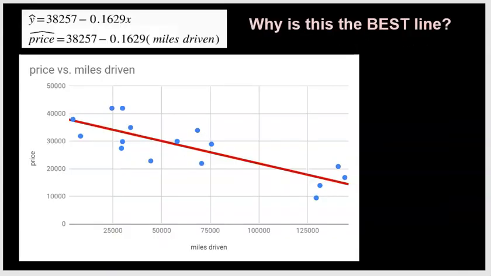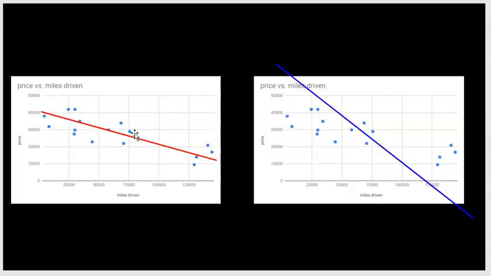We're going to use this same example a lot in this video to explain these new concepts. First, here is the line that I gave you in previous videos. This is the line of best fit. It's called the linear regression model. It is y hat equals 38,257 minus 0.1629x. But why is this the best line? How come there's not another line that's better? For example, on the left here is the best line, and on the right is another line that is clearly not the best. But how do I know?